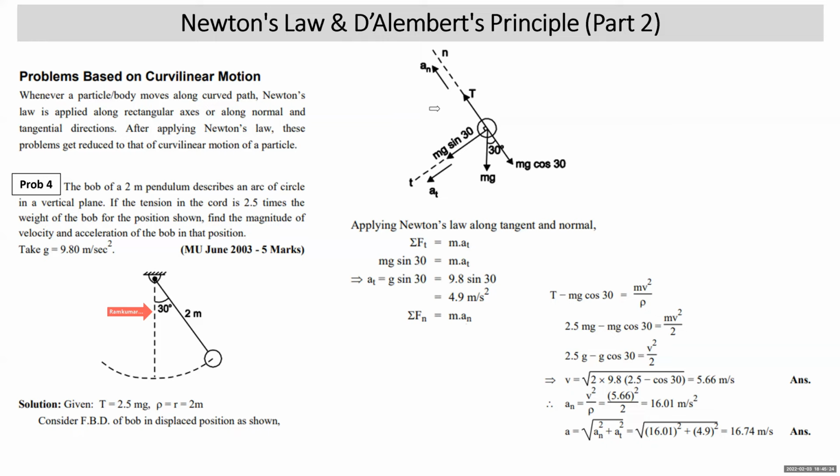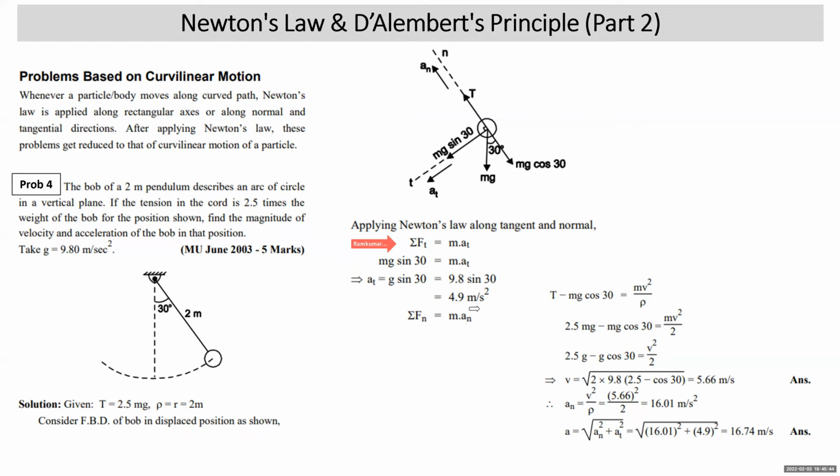And you can apply Newton's law along the tangent and along the normal. So let's apply Newton's law along the tangent. Sigma F_t is equal to m a_t. Sigma F_t is mg sin 30 is equal to m a_t. m gets cancelled. It's not given, it's not required. a_t is g sin 30. g is 9.8. 9.8 sin 30 is 4.9 meter per second square. This way we applied Newton's law along the tangent.